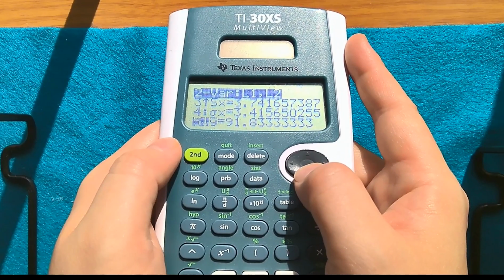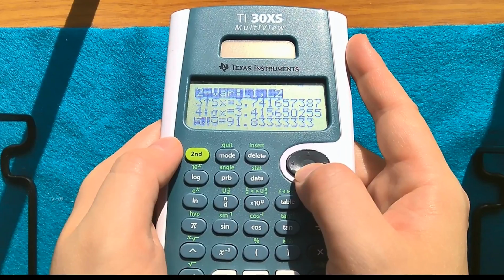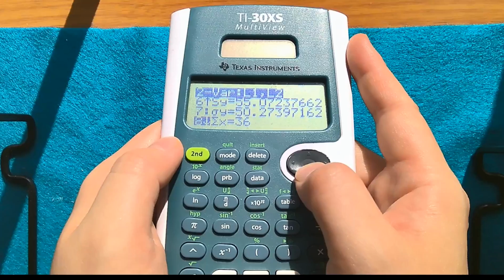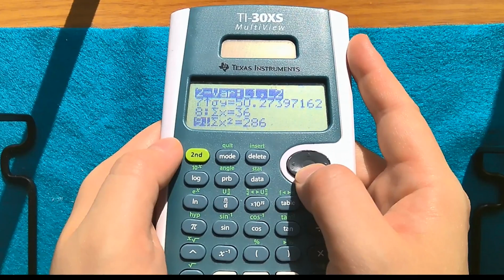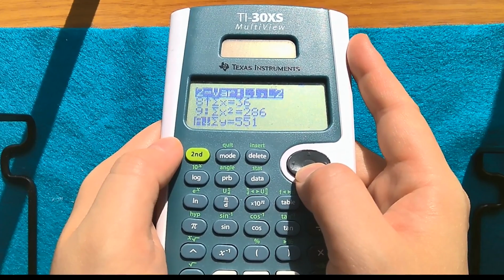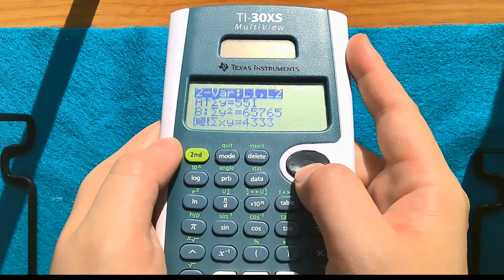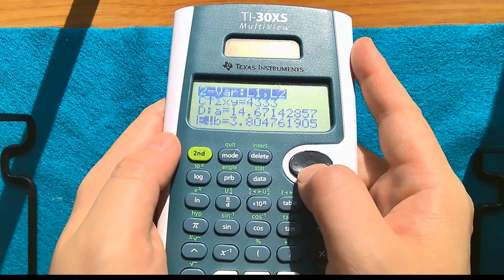And we have the sample mean for the y values and the standard deviation for it. Okay, and this is sum of x, this is sum of x squared, this is sum of y, this is sum of y squared, this is sum of xy, and this is the regression line A and B. So those are the coefficients.